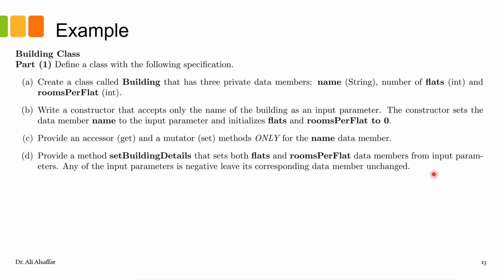So the input parameters will be the new values received by the method, and the method will save them into flats and roomsPerFlat. If any of the input parameters is negative, leave its corresponding data member unchanged. So before we try to set these values, we need to test them for validity. If any of them is negative, then we will leave its corresponding data member unchanged.